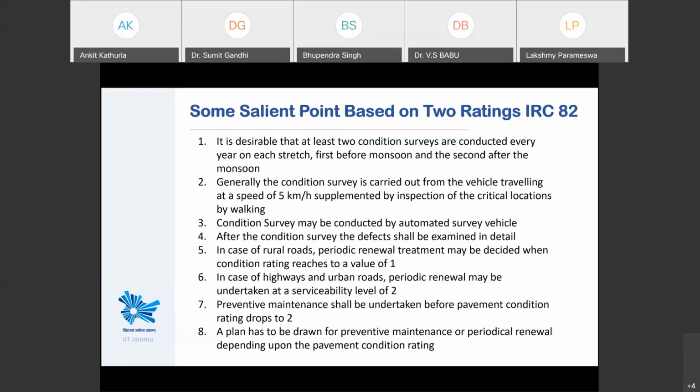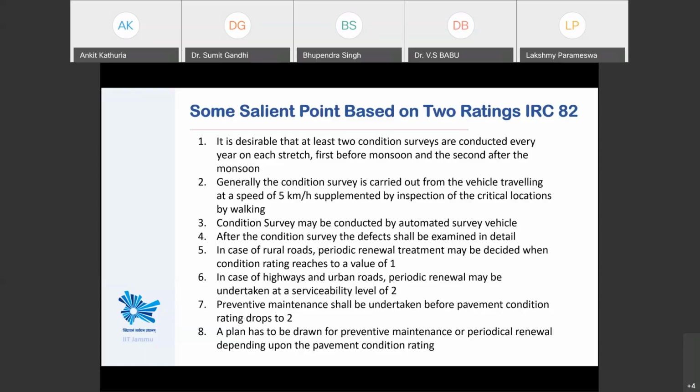Second important point, generally the condition survey is carried out from a vehicle traveling at a speed of 5 km per hour, which is also supplemented by inspection of critical locations by getting down from the vehicle and walking. Third, the condition survey may be conducted by an automated survey vehicle. So it's always advised to conduct the condition survey using instrumented vehicles. Fourth, after the condition survey, the defects shall be examined in detail, which is the next part of this code and will be discussed in detail.